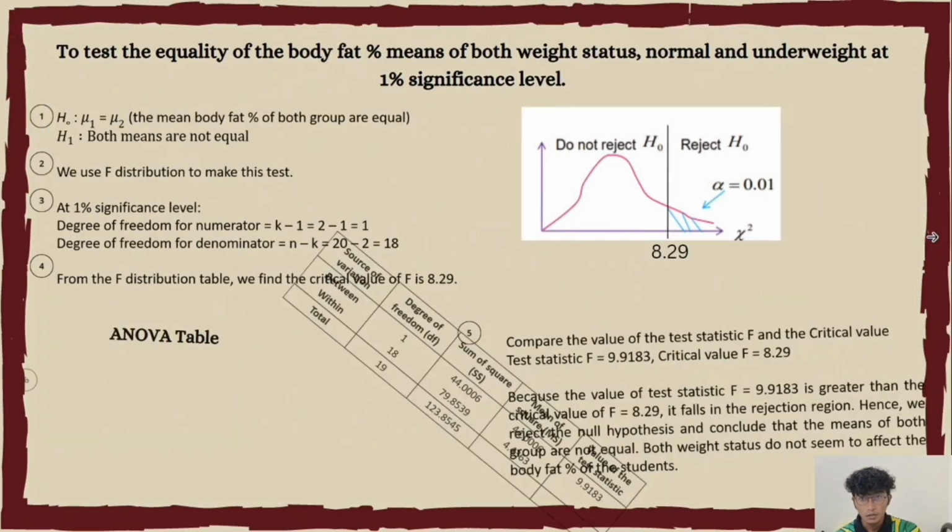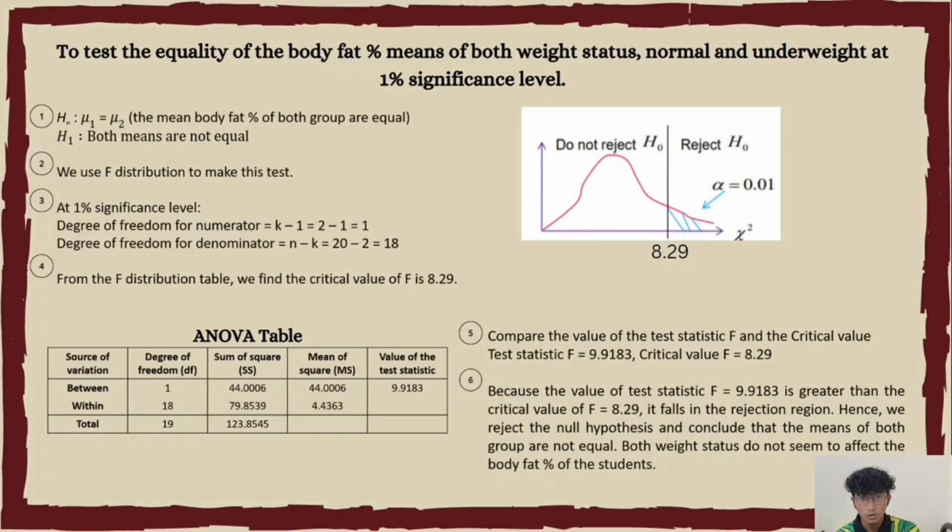Next, we test the equality of the body fat percentage means of both weight statuses at the 1% significance level. First, we write the hypothesis. The null hypothesis is mu1 equal to mu2, where the mean body fat percentage of both groups is equal. The alternative hypothesis is that both means are not equal. In this test, we use the F distribution.